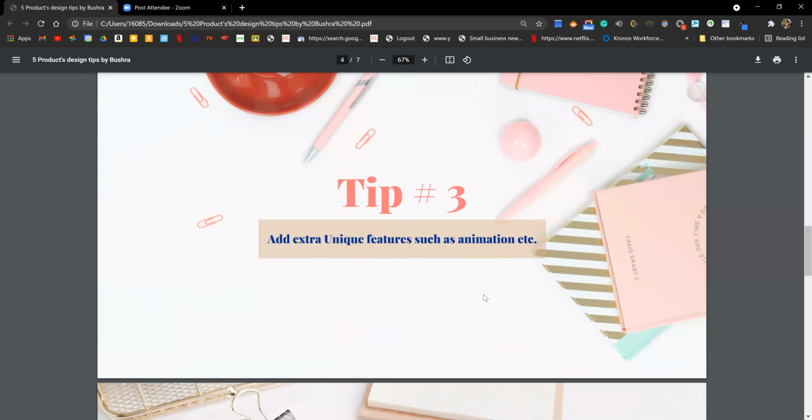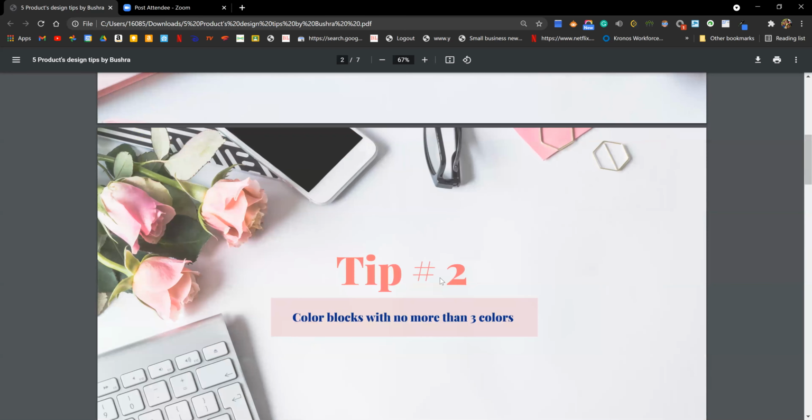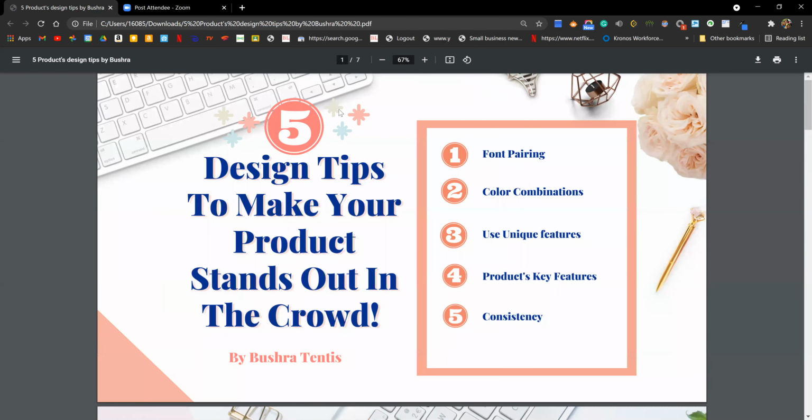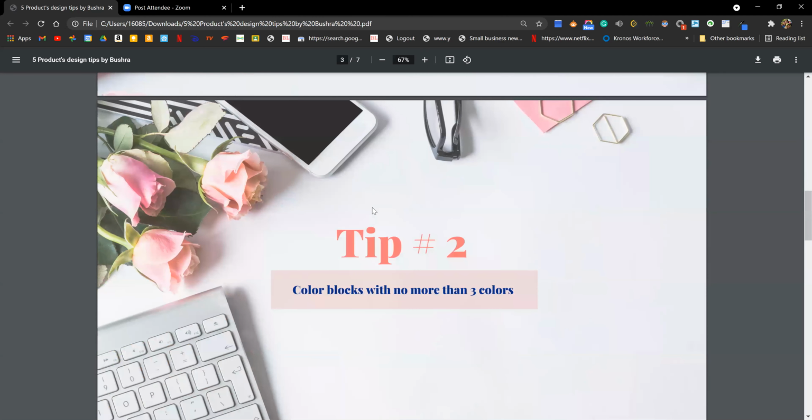So tip number 3 is add extra unique features such as animation, etc. And I could give you, this is a PDF, so you might not be able to see here. This is an animation. So if I would have downloaded it as video, MP4, etc., it would have popped up, like you would have seen that something is coming at you. So features like that really help your design to stand out, and people do pay attention.